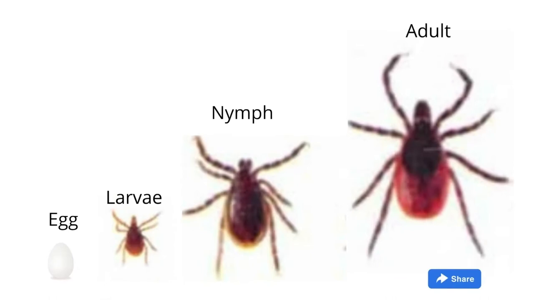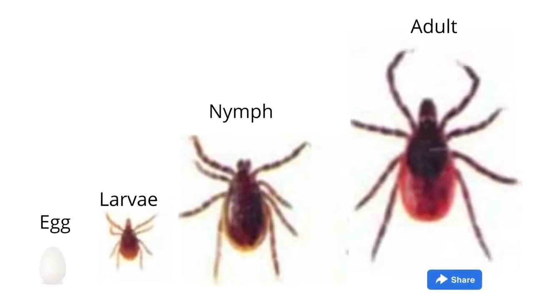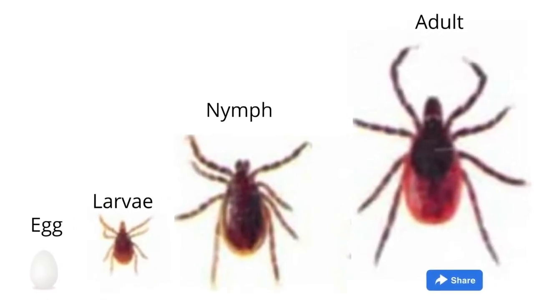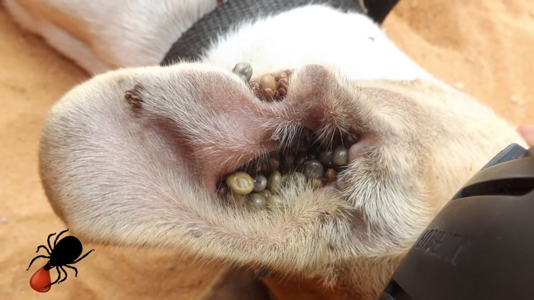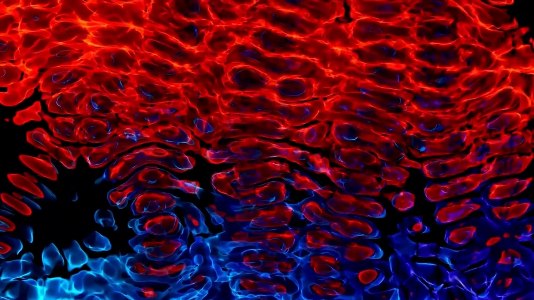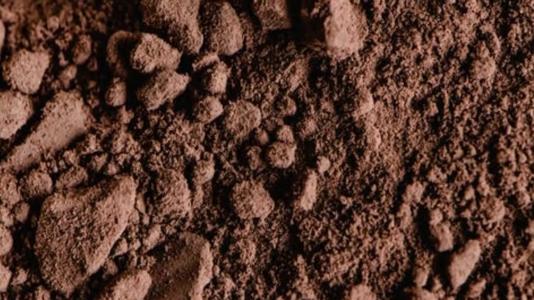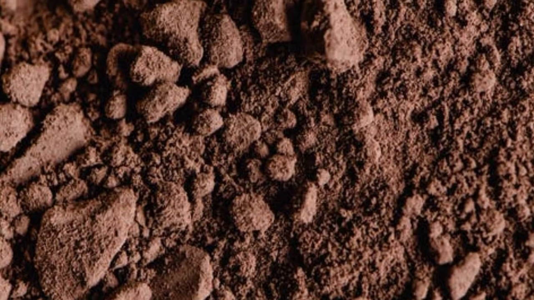The life cycle of ticks is an incomplete metamorphosis: eggs, larvae, nymphs, and adults. The tick lives entirely on blood. Ticks are considered an external parasite. Ticks can lay 2,000 to 10,000 eggs in their lifetime. The egg mass is deposited beneath the soil debris.